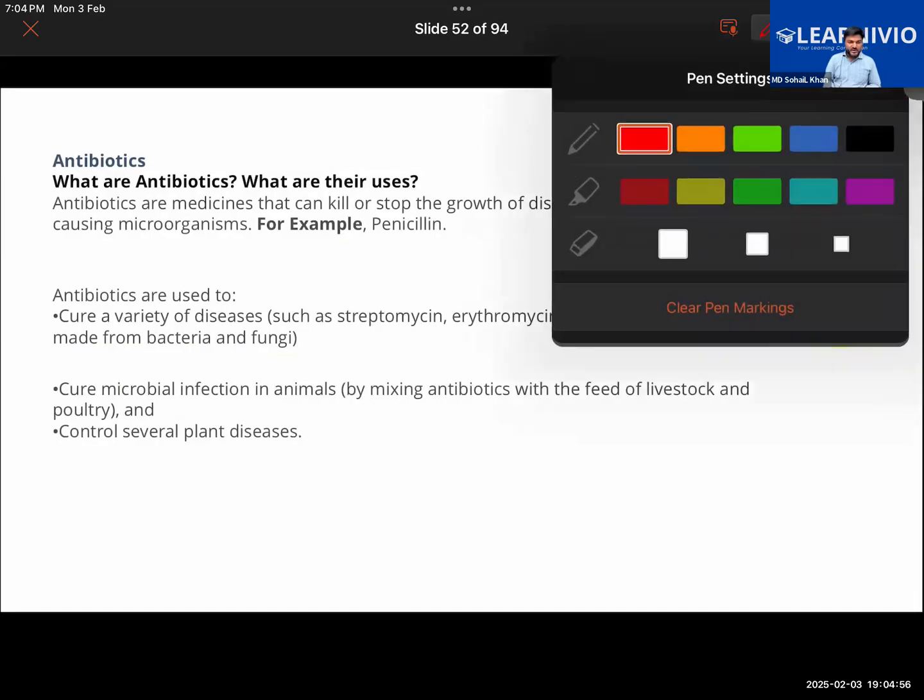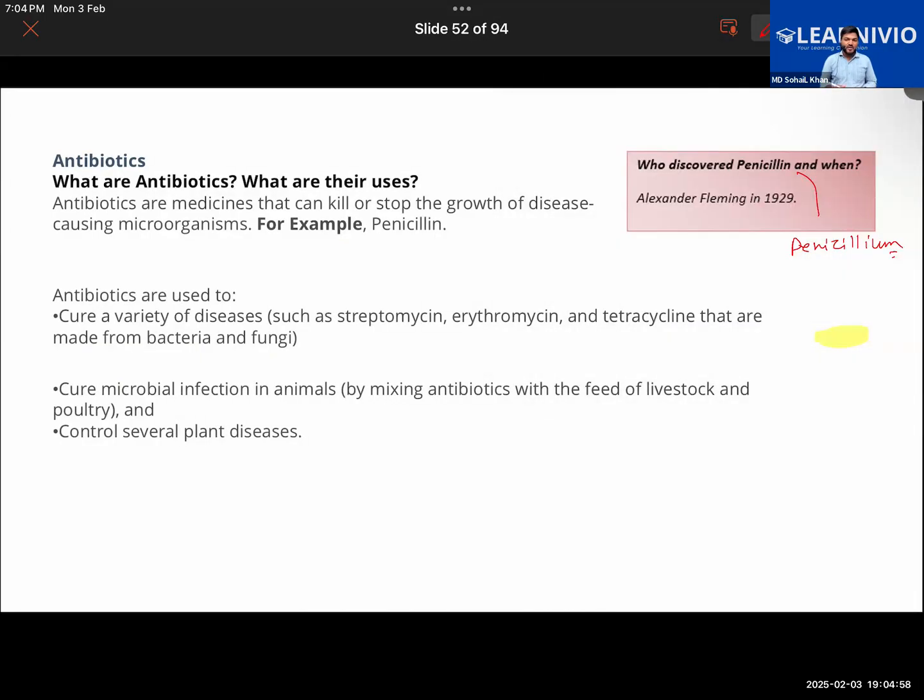Antibiotics we have already discussed, right? Basically the medicines that help in killing or stopping the growth of disease-causing microorganisms. Like penicillin. Penicillin is made from a fungus. Can you name that fungus? Name the fungus from which penicillin is made. Yes, it's Penicillium. And who discovered it for the first time? It was Alexander Fleming, in the year 1929.